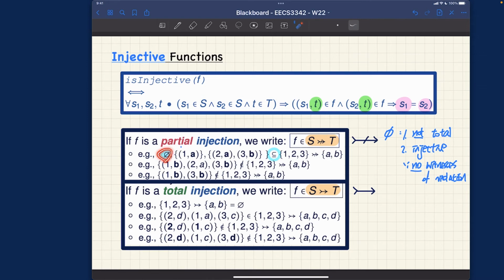So empty relation is a very special empty function, right? When I say empty function, empty relation, I really meant the same thing. So empty function over here is simply both partial and also injective. Okay, let's see the second example.